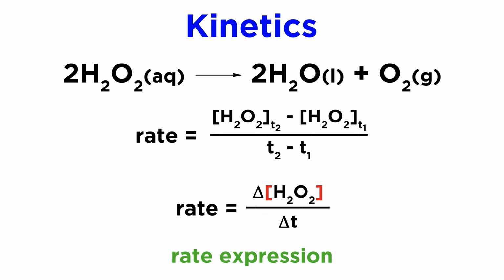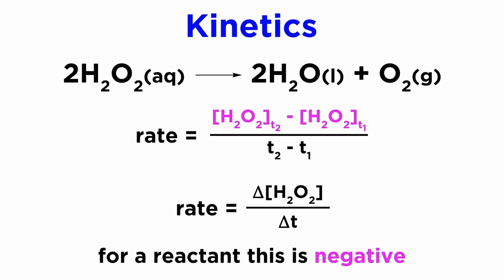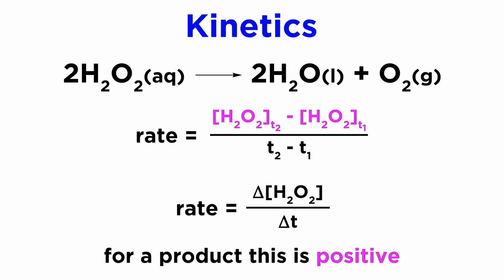Brackets signify concentration, and delta, which is the Greek letter that looks like a triangle, means change in. So change in concentration over change in time. If this refers to a reactant which has a decrease in concentration as it gets used up in the reaction, this will be negative. For a product that is forming, it will be positive.